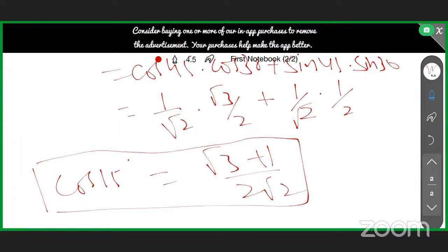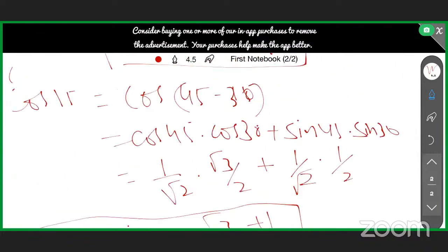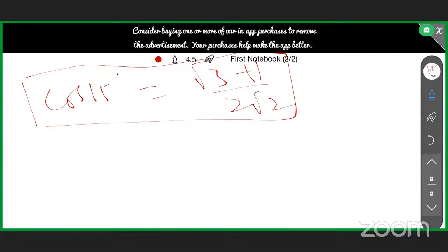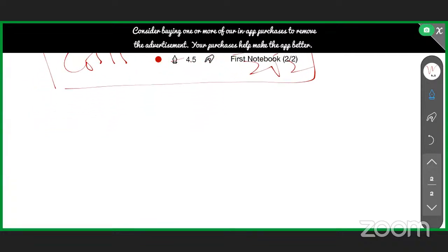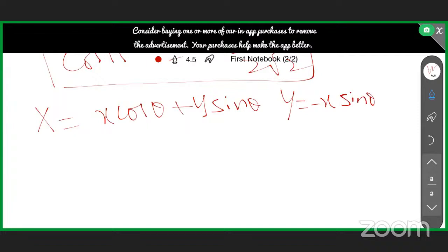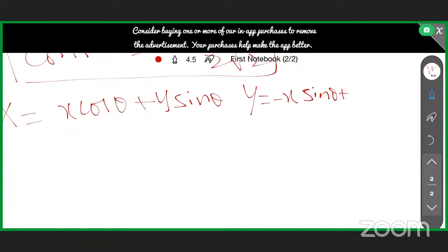So my sine 15 degrees is equal to (root 3 minus 1) by 2 root 2, and cos 15 degrees is equal to (root 3 plus 1) by 2 root 2. So now we have to find the new coordinates. New coordinates will become what? X is equal to x cos theta plus y sin theta, and y is equal to minus x sin theta plus y cos theta.